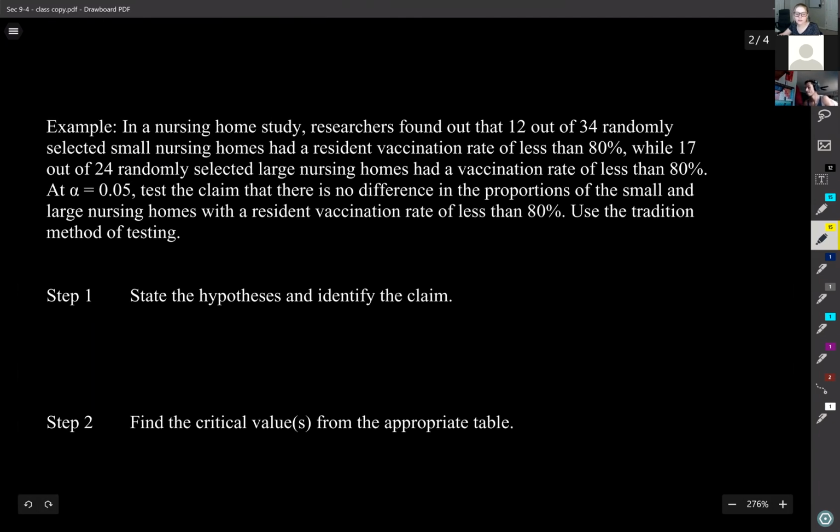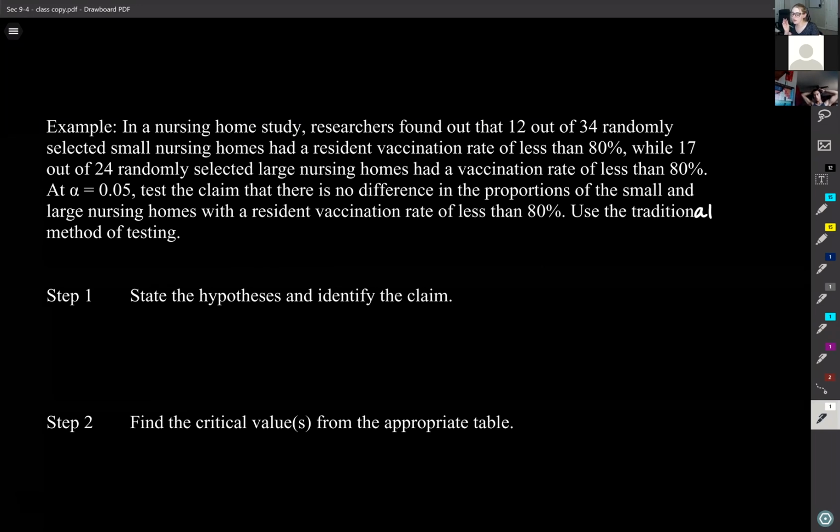All right, so our example here. I'll go ahead and read it. In a nursing home study, researchers found out that 12 out of 34 randomly selected small nursing homes had a resident vaccination rate of less than 80%, while 17 out of 24 randomly selected large nursing homes had a vaccination rate of less than 80%. At alpha equals 0.05, test the claim that there is no difference in the proportions of the small and large nursing homes with a resident vaccination rate of less than 80%. Use the traditional method of testing.